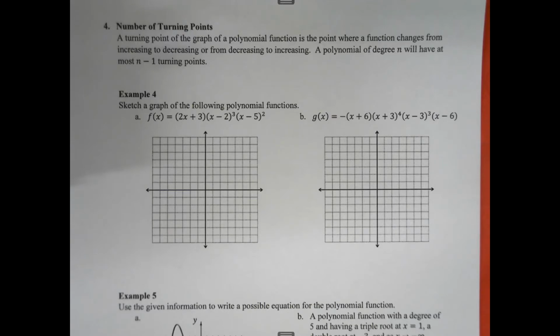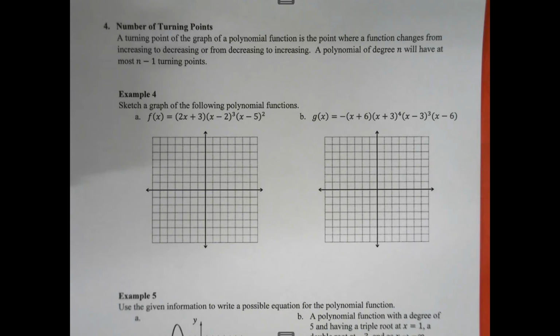The last thing with graphing is the number of turning points. A turning point of a graph of a polynomial function is the point where a function changes from increasing to decreasing or from decreasing to increasing. And a polynomial of degree n will have at most n minus 1 turning points. It could have less, but it can never have more than n minus 1 turning points. And we'll go into this a little bit more later.